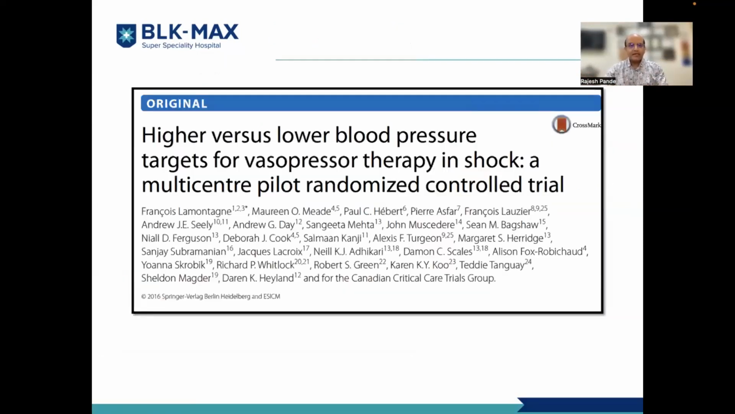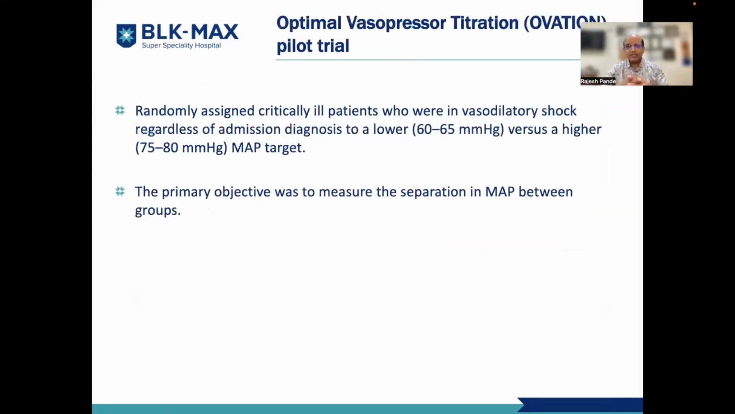Another study from Canada looked at higher versus low blood pressure targets for vasopressor therapy in shock. Now, this was a multi-center because of the small number. This was a pilot randomized controlled trial. And this was called the OVATION trial, Optimal Vasopressin Titration trial. The study design was published earlier. So what they did, they randomly assigned critically ill patients in vasodilatory shock, whatever was the diagnosis, to either a lower MAP, that is 60 to 65, or a higher MAP, that was 75 to 80 millimeter mercury.